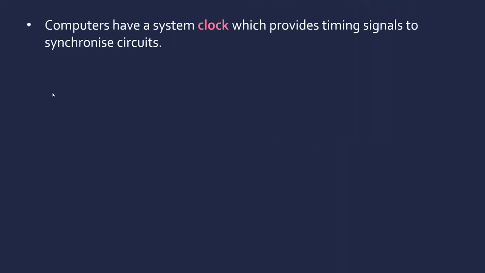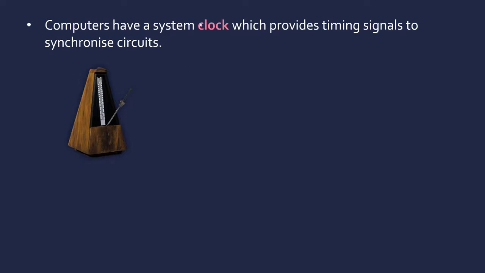Anyway, we have to talk about the clock briefly in this topic. It's actually very important for the whole computer, but especially for the CPU's operation. So computers have a system clock, which is actually there to provide just general timing signals. It's not specific to anything, it's just there to, in the background, provide timing signals, and it's used by any circuit in the computer to synchronize itself.